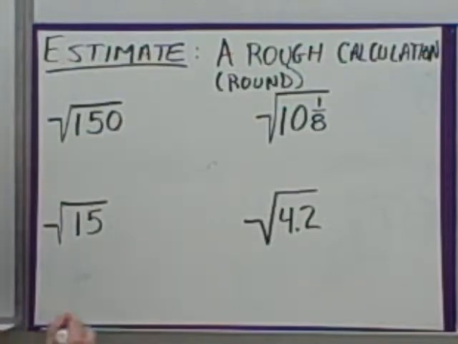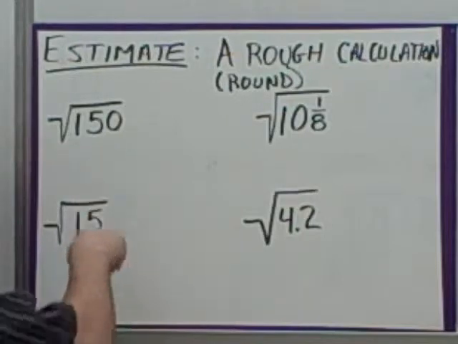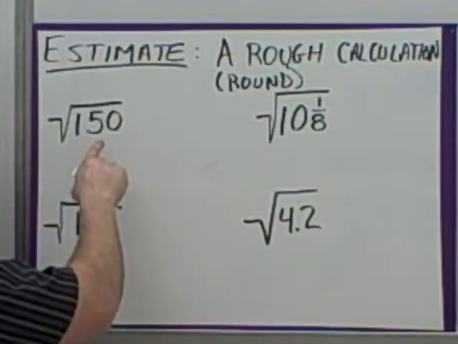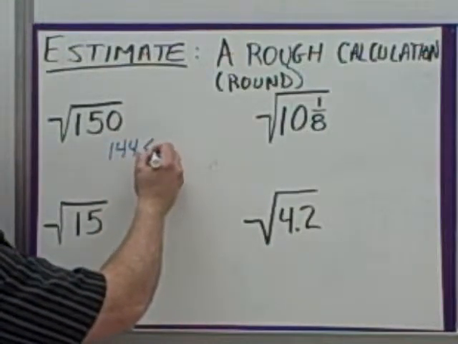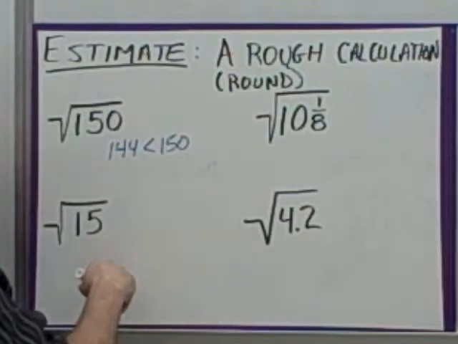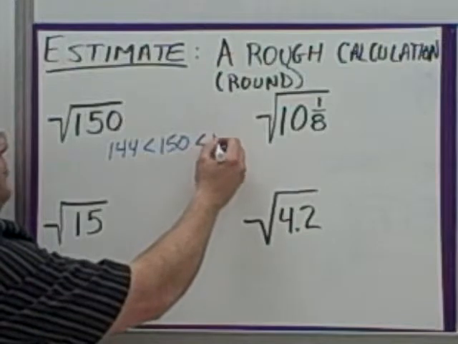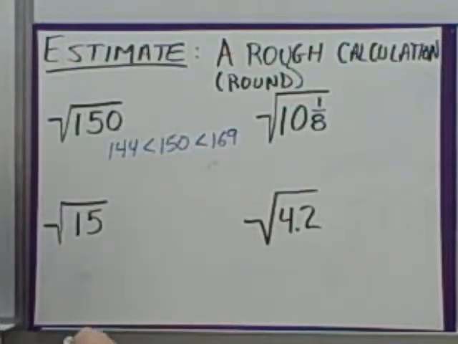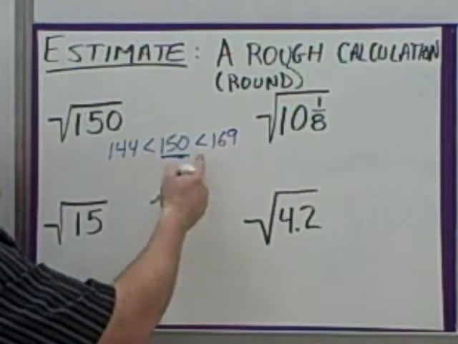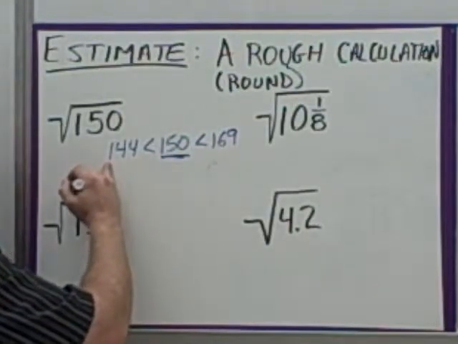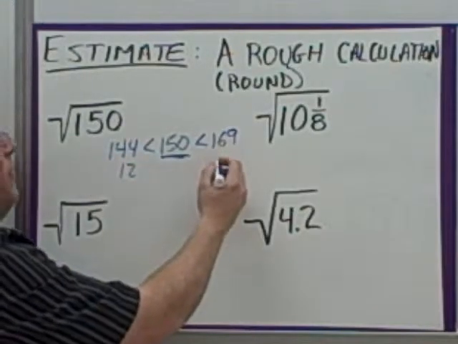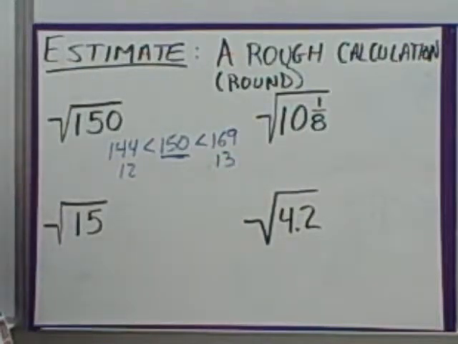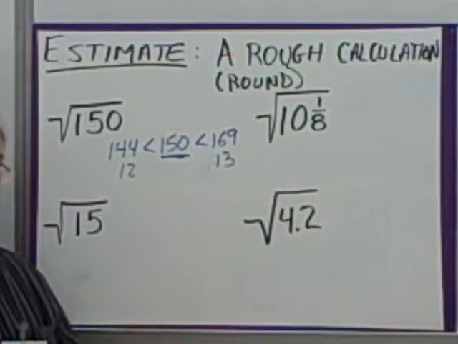Looking at the square root of 150, counting up the perfect squares there, I'm thinking 10 squared is 100, 11 squared is 121, 12 squared is 144. That's pretty close, right? 144 is less than the 150. The next one after 144 would be 13 squared, which is 169. So this 150 is somewhere between the square root of 144 and the square root of 169. The square root of 144 is 12, the square root of 169 is 13, so it's got to be somewhere between 12 and 13.